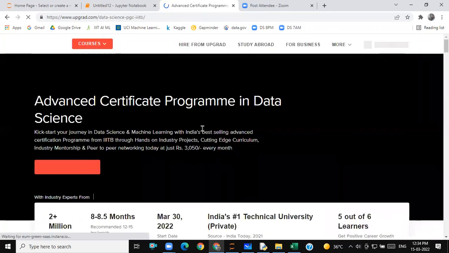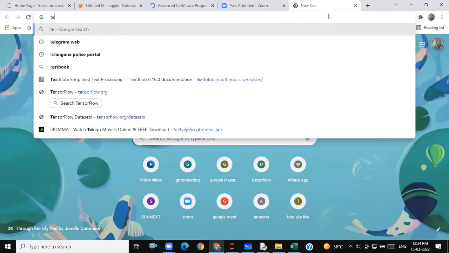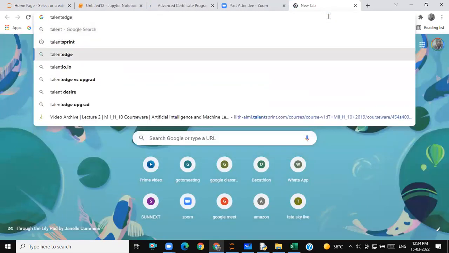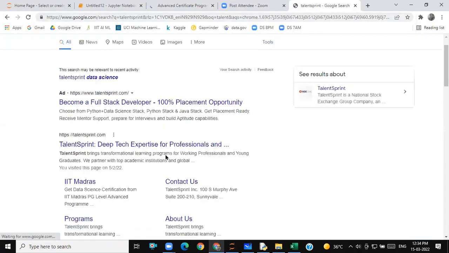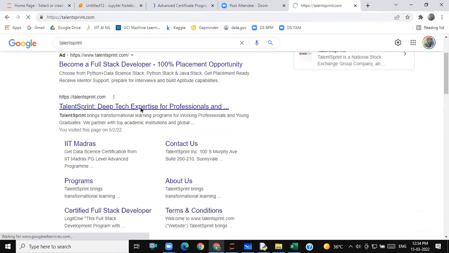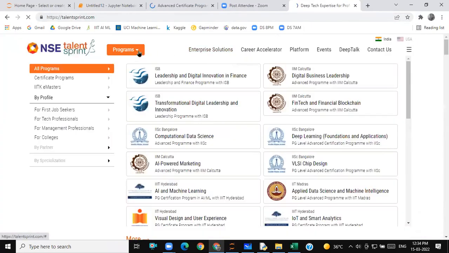I have also done my certification program from IIT Hyderabad, which was collaborated with Talent Sprint. Talent Sprint is collaborated with IIT Hyderabad, and I did my certification program from the IIT. So this is my program actually. Just a minute. What I have done is this one.